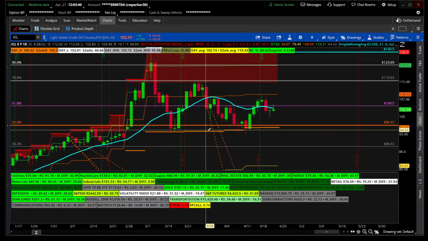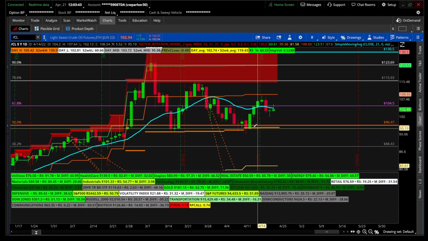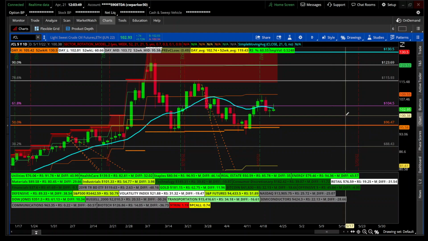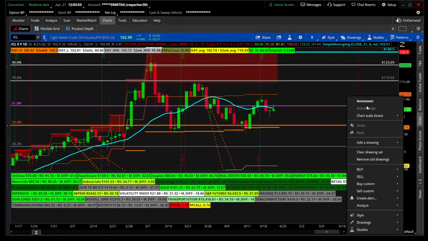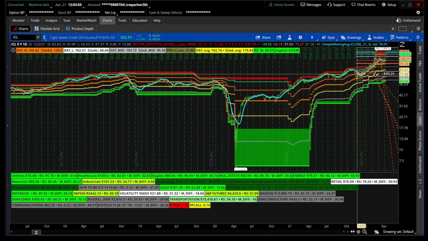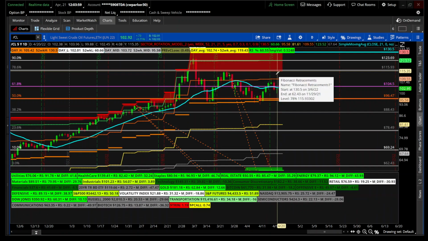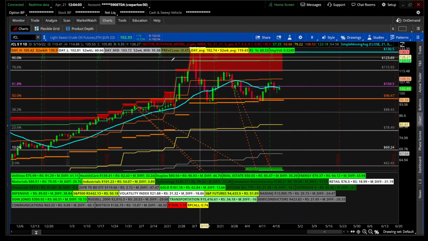And for me, oil is probably just doing a pullback, and this broken line right here is the 50, between the 52-week high and 52-week low. And this lower part of the shaded area is the 52-week highest close. So this is the highest close on the 52-week right now.